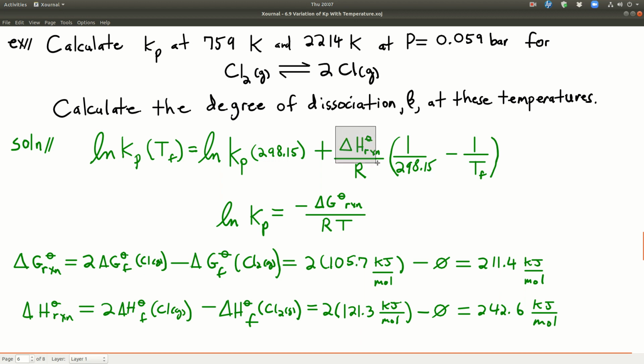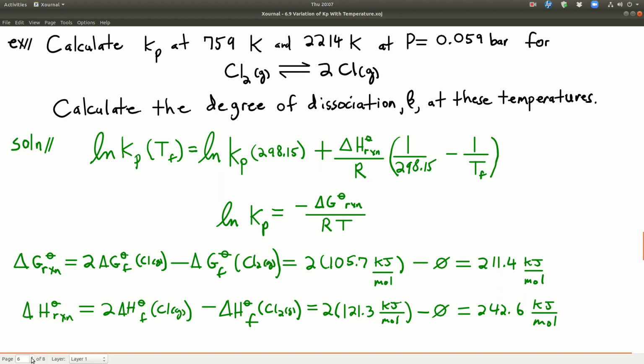We are also, guys, going to need delta H. So same way, delta H of formation of the products times 2 minus delta H of formation of the reactant. Also, delta H of formation of elemental chlorine is 0. So we just get 2 times the delta H of formation of atomic gaseous chlorine, which is this number. We get that. All right, so we have these numbers here, so we're going to be able to get natural log of Kp, thus Kp, at 298.15 if we need it, and also delta H, so we can plug in.